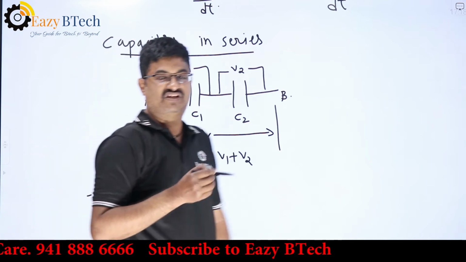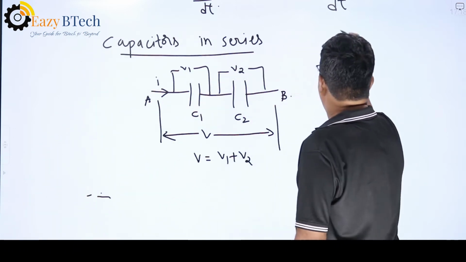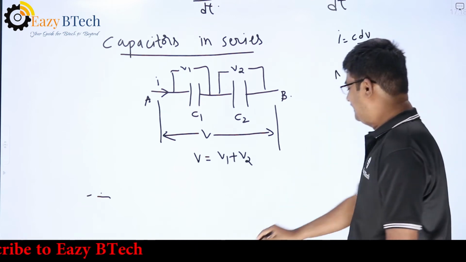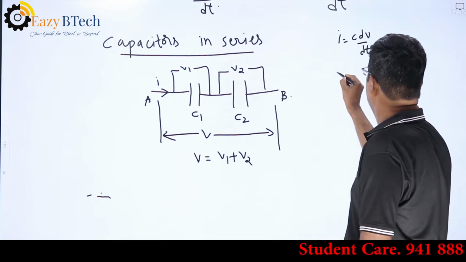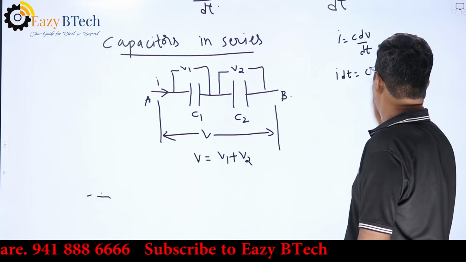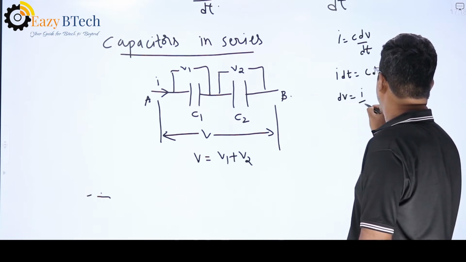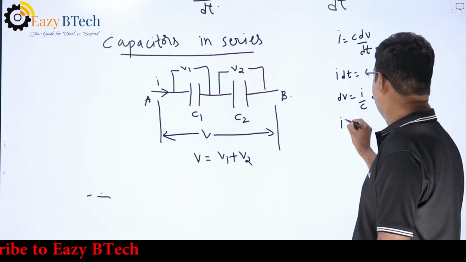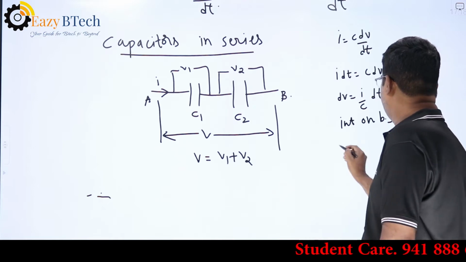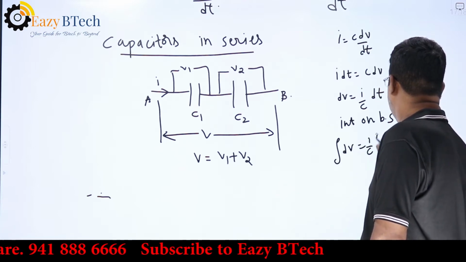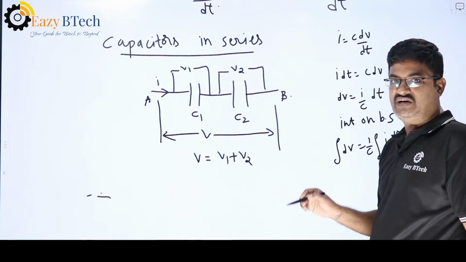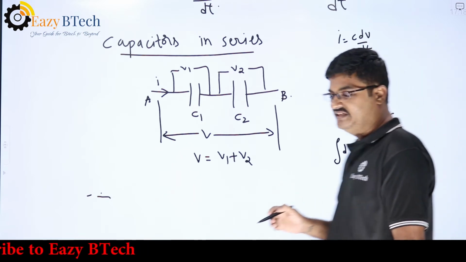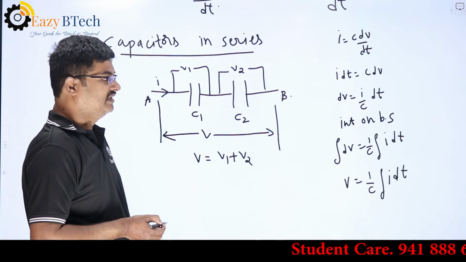But we know the current equation in the capacitor, I is equal to C dV by dt. Writing the same expression, I into dt is equal to C dV, or simply dV is equal to I by C into dt. Integrating on both sides, the integration of dV is equal to 1 by C into the integration of I dt. So integration of dV is equal to V, and V is equal to 1 by C integral I dt. This is the equation for the voltage across the capacitor.